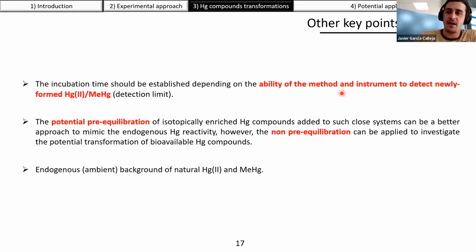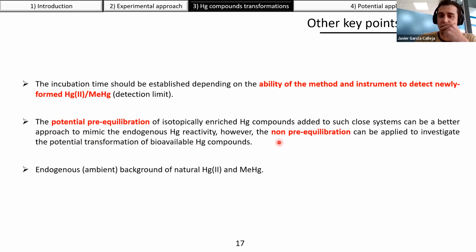So now there are other key points to consider. For example, the incubation times should be established depending on the ability of the method and instrument to detect newly formed mercury compounds. Also, you can pre-calibrate or non-pre-calibrate your mercury compounds, but that depends on the hypothesis tested.